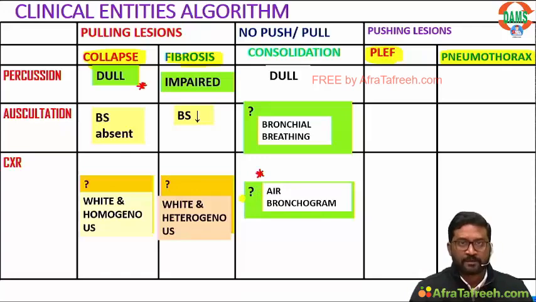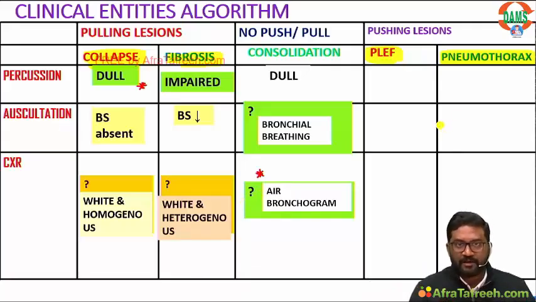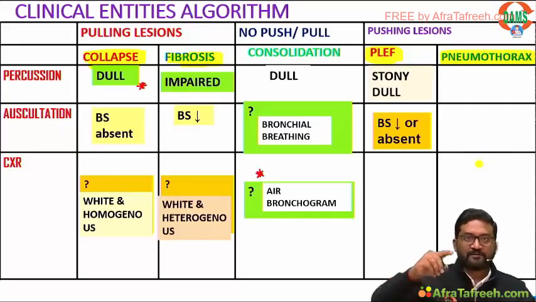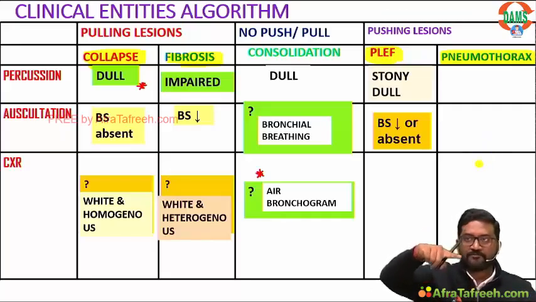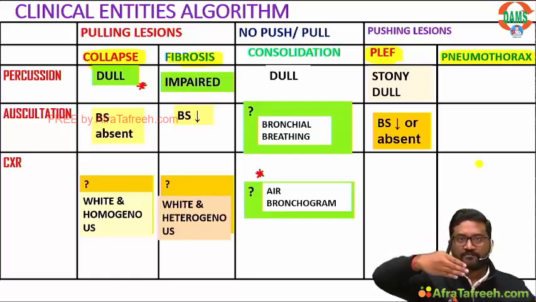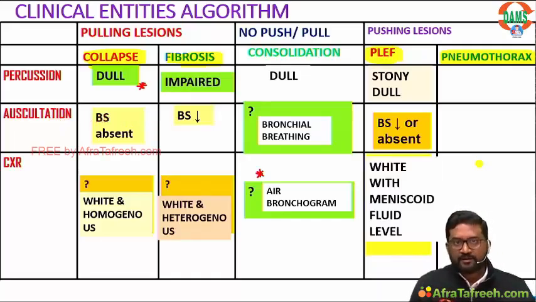Don't worry. Then pleural effusion, because it is fluid. If you percuss, you will get a very dull note called stony dull note. Then because of the fluid acting as a barrier, breath sounds will be diminished or absent. On the chest X-ray, how will fluid appear? It has to appear white because it is fluid within the pleural space. There will be a meniscoid fluid level. So it is white with meniscoid fluid level.